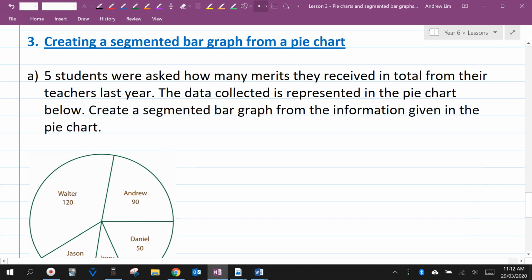Let's move on to the last part of this video, which is creating a segmented bar graph from a pie chart. So question A, 5 students were asked how many merits they received in total from their teachers last year. The data collected is represented in the pie chart below. Create a segmented bar graph from the information given in the pie chart.